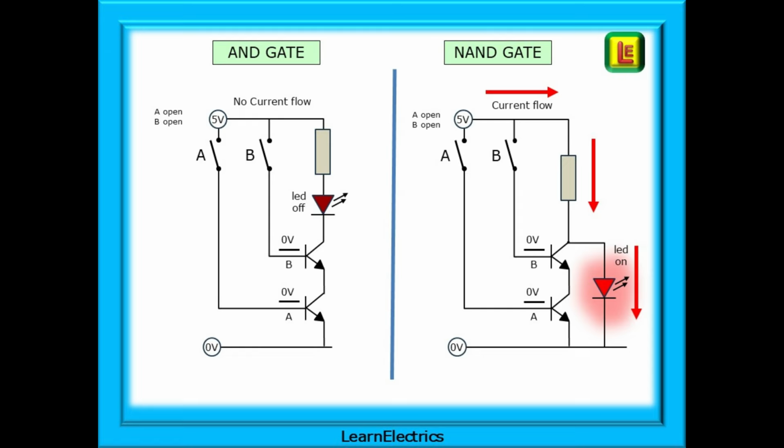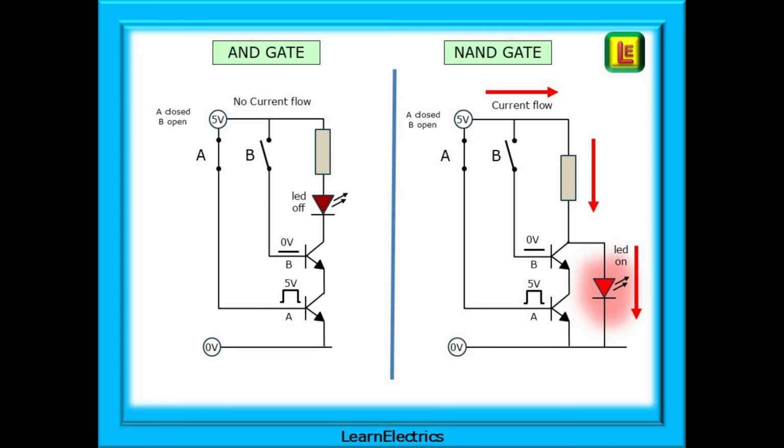In the NAND gate on the right, the transistors are in series with each other again, but now the LED is in parallel with both transistors. Because of this arrangement, with the LED in parallel, current can bypass the high resistance of the transistors and flow through the LED. The output LED illuminates, and we have A equals 0, B equals 0, Q equals 1, exactly what the NAND truth table predicted.